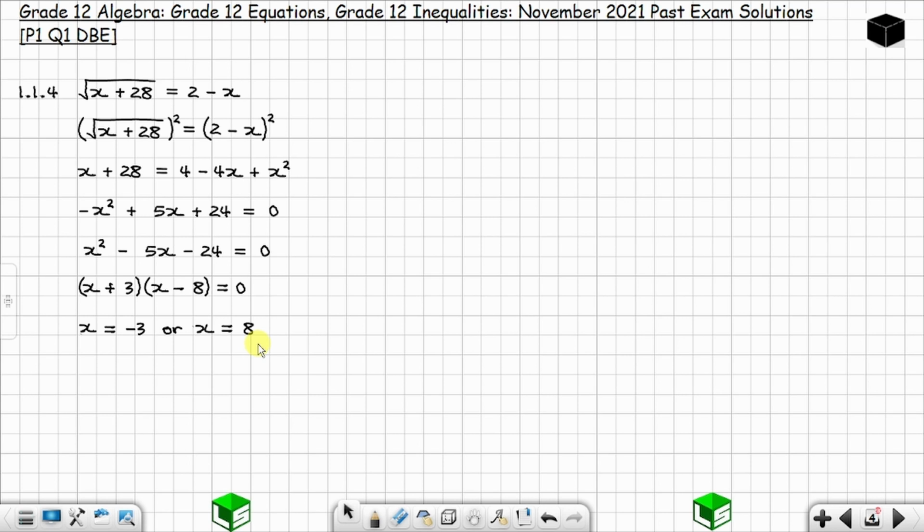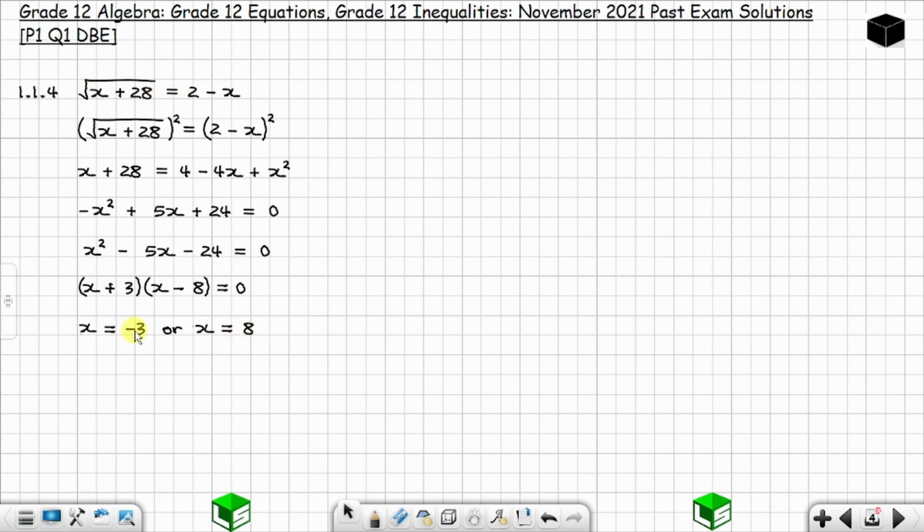Make sure you always check your answers. You take negative 3 and plug it in the place of x, and see if you get the same thing on both sides of the equal sign. You do the same with 8: you plug 8 in there, and check if you get the same thing on both sides. Okay, let's check our answers.